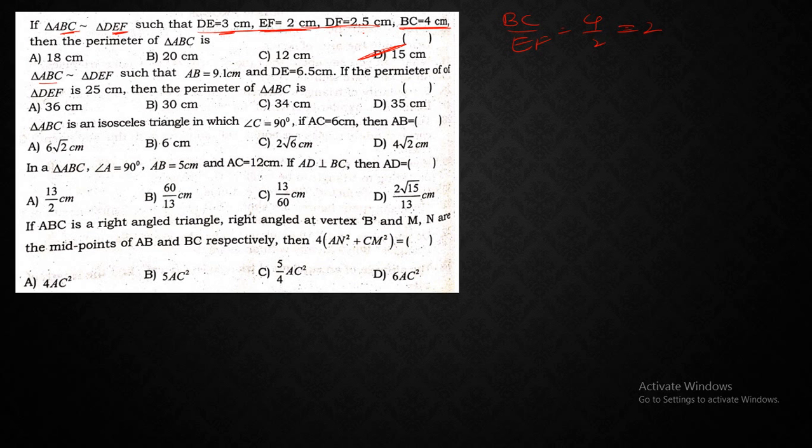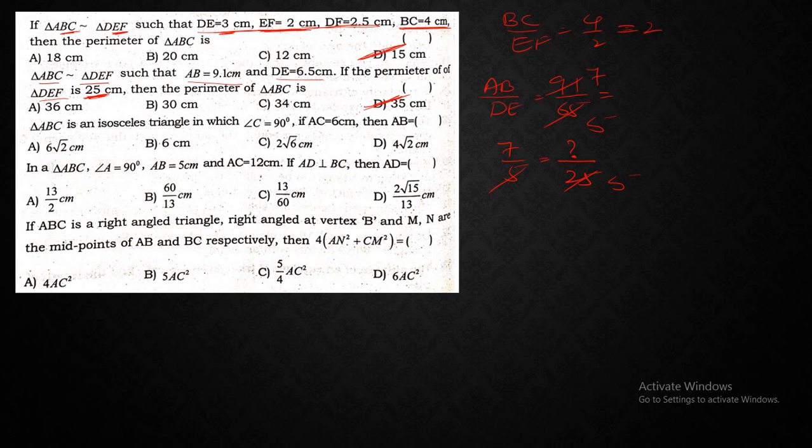Next, if triangle ABC is similar to triangle DEF, AB is equal to 9.1, DE is equal to 6.5. If the perimeter of triangle DEF is 25, then the perimeter of triangle ABC is, so you need to take the ratio. AB by DE is 91 by 65, I can write. In the 13 table, 13 5s, next 13 7s, so it is 7 is to 5. So this 7 by 5 is equal to, since DEF is given as 25, question mark, which I need to find. 5 5s are 25, so if I cross multiply, this gives me 35 centimeters.